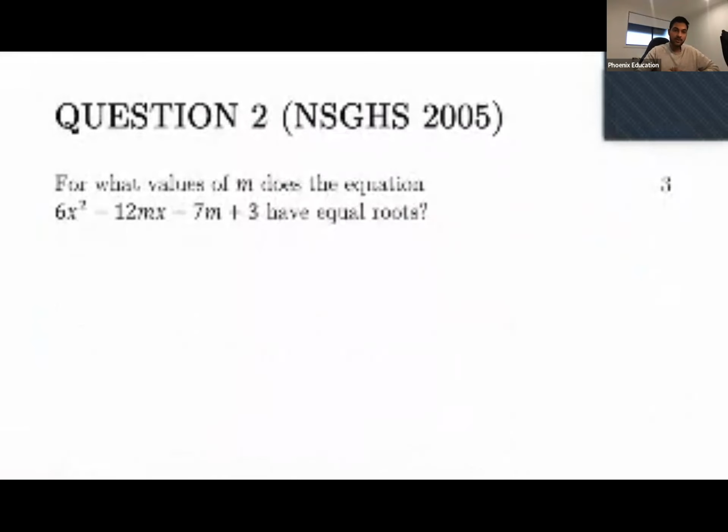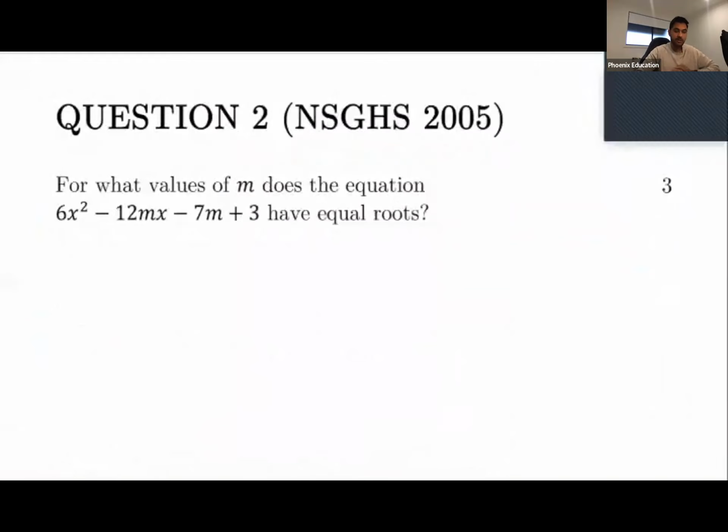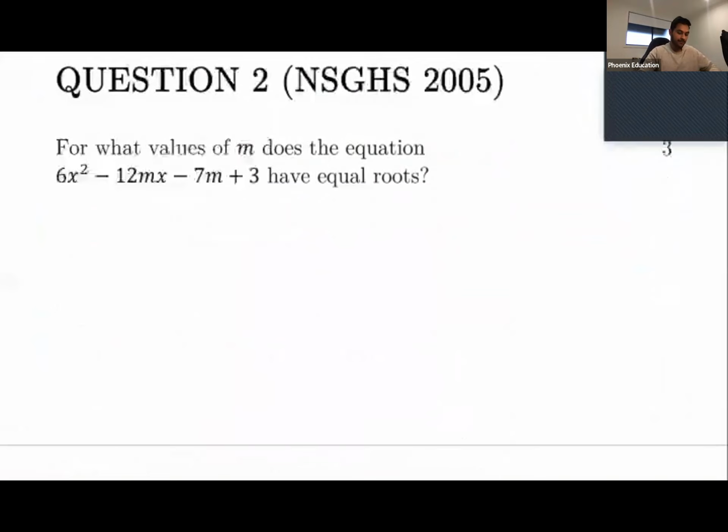All right, the next question we will be skipping, but if we do have some more time, we'll come back to this. This question comes from North Sydney Girls, 2005 paper. And this is what I meant by the medium style questions, where you have to find a missing pronumeral. The solutions for this will be in the annotated slides.